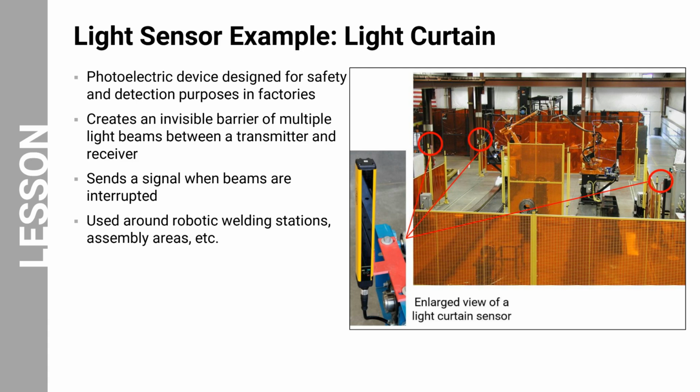This image shows a robotic work cell protected by light curtain sensors, highlighted in red circles, that create invisible safety barriers around the perimeter, with an enlarged detail view of a single light curtain sensor unit shown on the left.